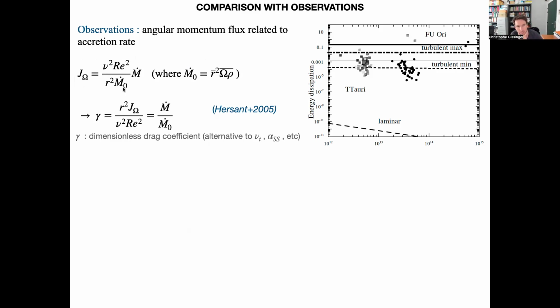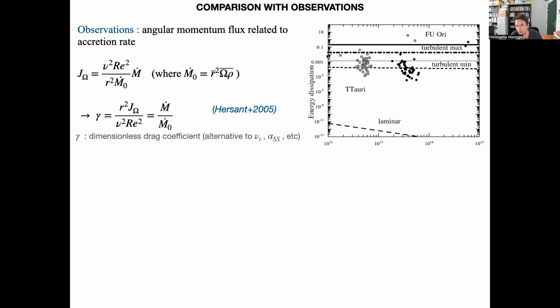And so if you rearrange this formula here, you can construct a dimensionless number, which is called the dimensionless drag coefficient. And of course, it's going to be related to the accretion rate of the disk. It's an alternative to what people here know more, like the turbulent viscosity or the alpha disk parameter. Okay, it's a different measure of the turbulent viscosity or the accretion rates, which is written like that.